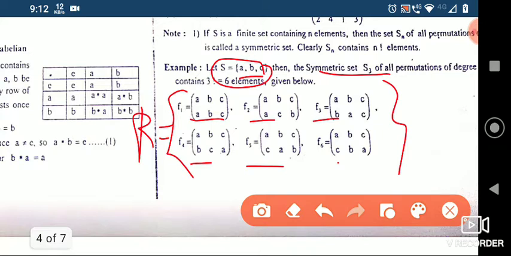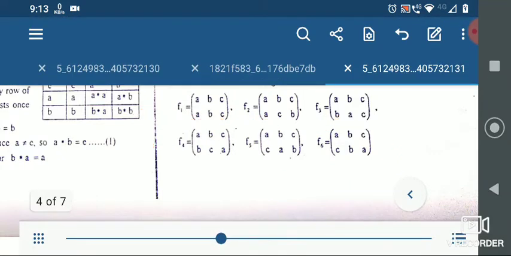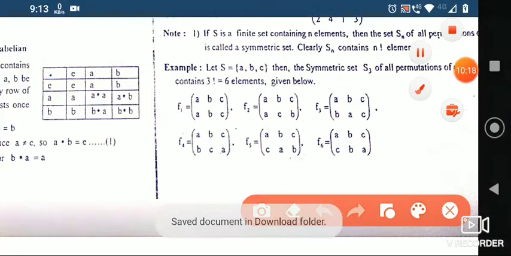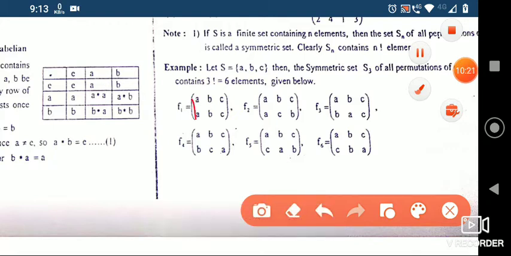Because there are 3 elements, we have 3 factorial permutations. First permutation: a goes to a, b goes to b, c goes to c. We are just changing the values in the denominator, the combinations we have. So first combination a to a, b to b, c to c, the same element goes to the same element. This is called identity. Then we keep a to a the same, and change b to c and c to b. We just reverse there. That is the second combination.